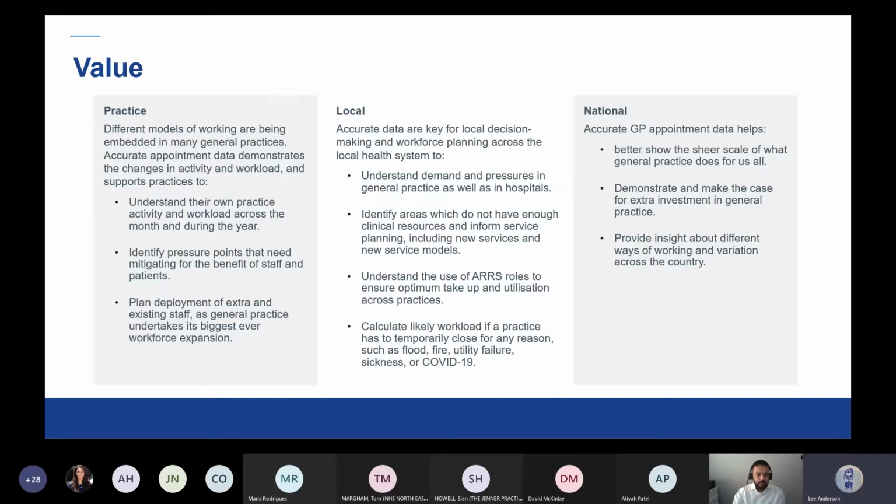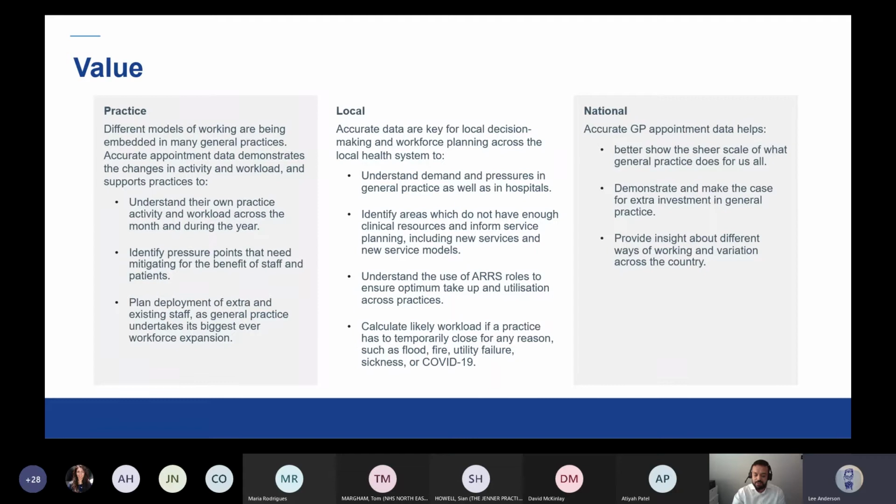Next slide, please. I've listed quite a lot of values here, and I'm not going to read through all of them, but what I was trying to show here is that, by doing this piece of work, there's value in each part. There's value in the practice level, there's value from the local perspective, and there's value from the national. From a practice perspective, it gives you the ability to better understand your data. If you can understand your data, you can work out what the pressure points are, how you plan your resources, and try to manage the demand that you have.